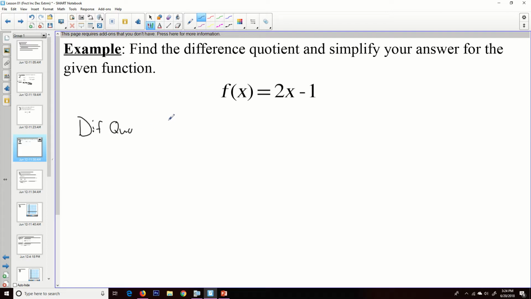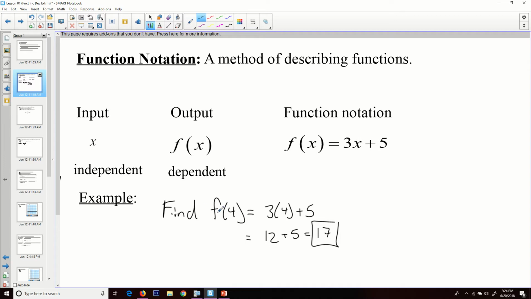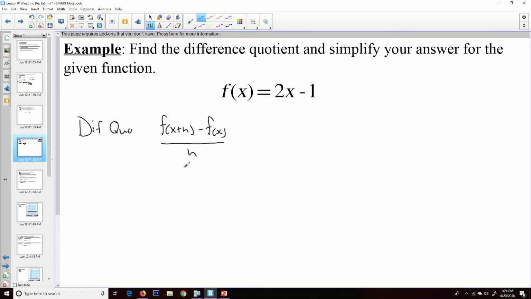Okay, so if we remember the difference quotient from the last one, it was f of x plus h minus f of x all over h. Now, just like in this last example, we plugged in a numerical value 4 for the function, we can also plug in an expression for that function. So just like I plugged in a 4 in for x in the last one, I'm going to plug in this expression x plus h.